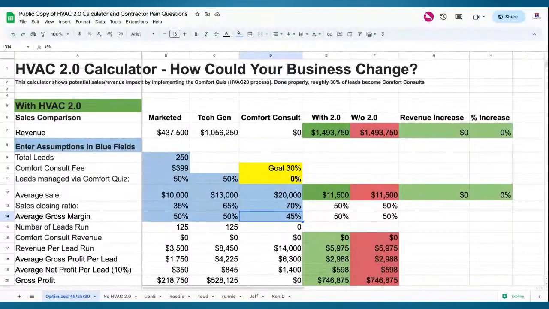So these are all these things in blue. This is what you put in, and then it translates to revenue up here. So yay spreadsheet. So about 1.5 million in sales using these assumptions, and you can put your own company stuff in here. This is what we've played with.